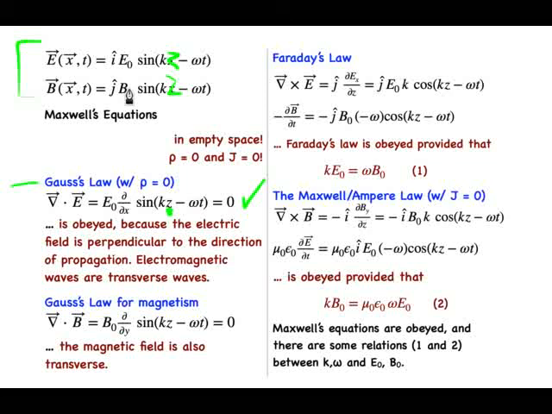Well, again, B has only a y component. So this is dBx/dx plus dBy/dy plus dBz/dz. Well, the only thing that's not 0 is By. So del dot B is dBy/dy. So it's d/dy of B naught sine(kz minus omega t). Well, that's 0 for the same reason. This doesn't depend on y. So it works. We satisfy Gauss's law for magnetism because the magnetic field is also transverse.